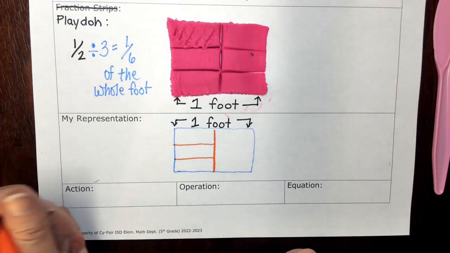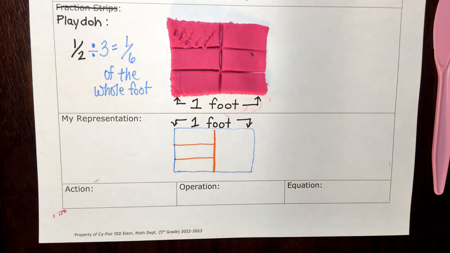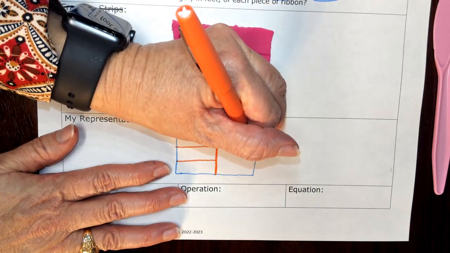And when I uncover and I see that it doesn't look balanced, what does that tell me I need to do, Peyton? I need to cut the other side into thirds.